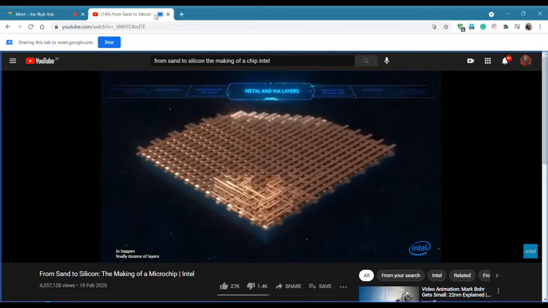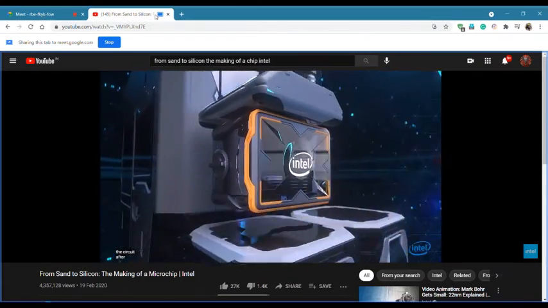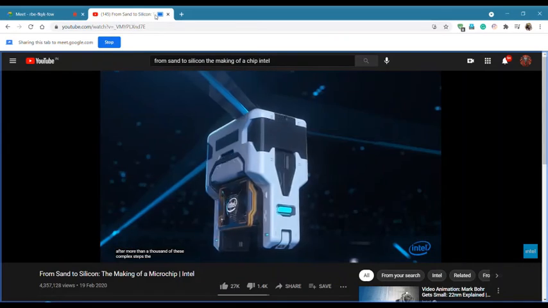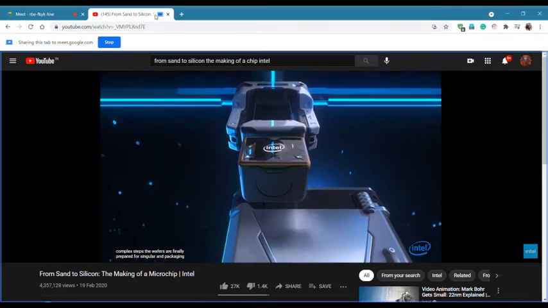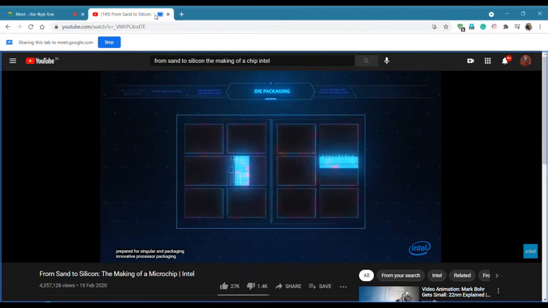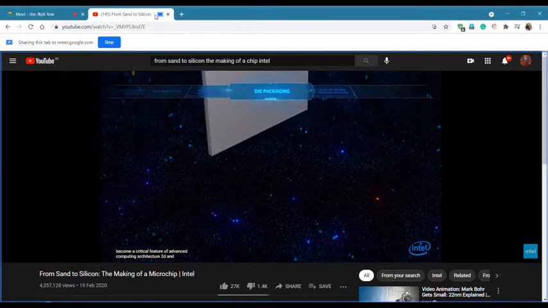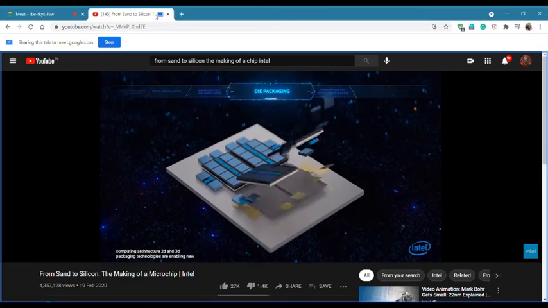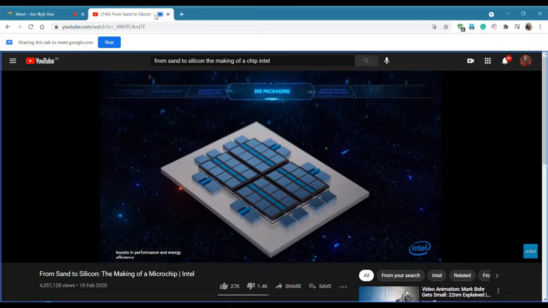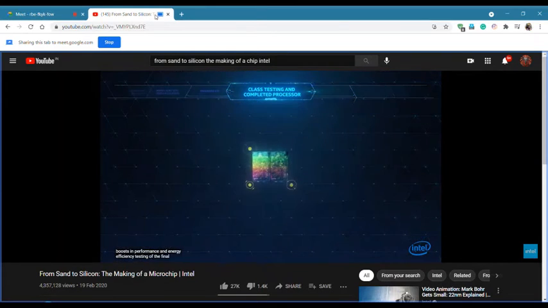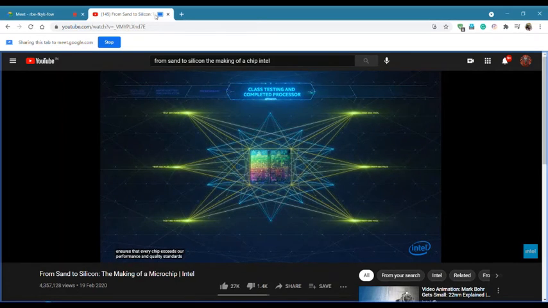Finally, dozens of layers of metal interconnect lines are added to complete the circuit. After more than 1,000 of these complex steps, the wafers are finally prepared for singulation and packaging. Innovative processor packaging has become a critical feature of advanced computing architecture. 2D and 3D packaging technologies are enabling new device form factors and additional boosts in performance and energy efficiency. Testing of the final product ensures that every chip exceeds our performance and quality standards.